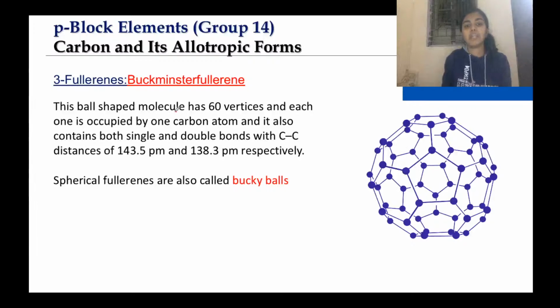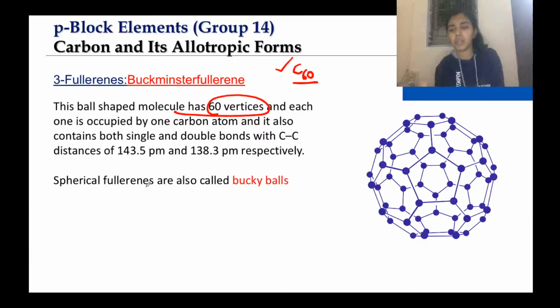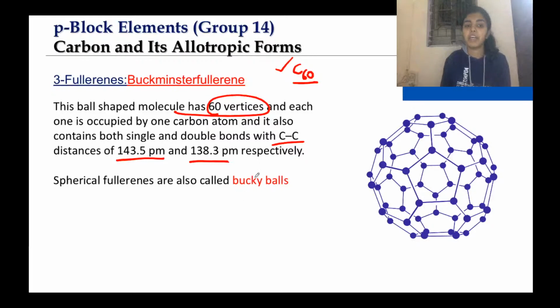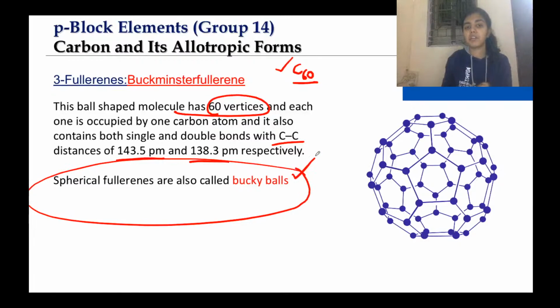Yeah, so the ball-shaped molecule has 60 vertices as we are mentioning here, C60. So basically it has how many vertices? 60 vertices. However, the bond length is not important from the examination point of view. This is just for information that CC bond distances are 143.5 picometer and 138.3 picometer respectively, right? So spherical fullerenes are also known as what? Bucky balls. Because they have a ball-like structure, that is why they are known as Bucky balls.